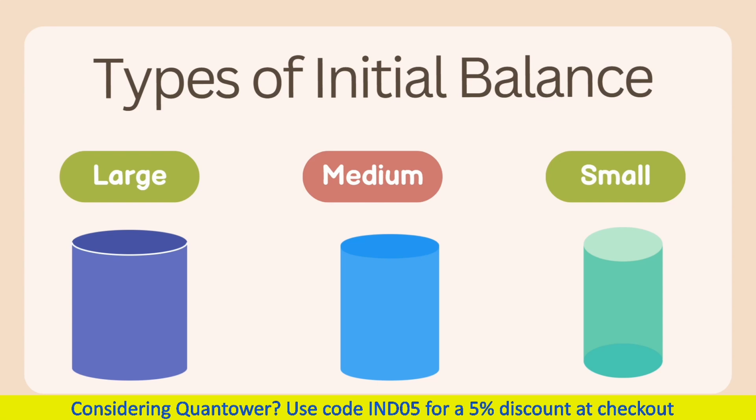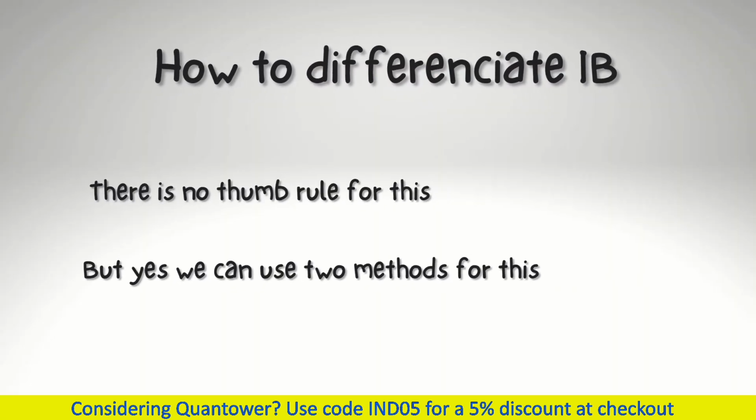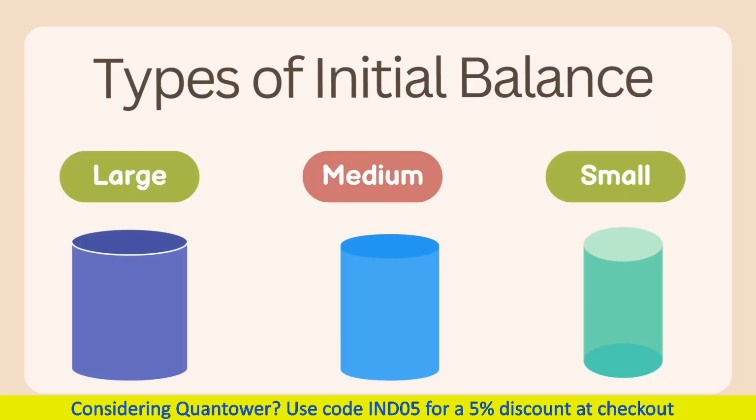If you don't know about initial balance, we have discussed it in the previous videos, but initial balance is nothing but the first 1 hour's range. That is called initial balance. If you want to know in detail, you can refer to previous videos, and in this video we're going to talk about how to differentiate IB. There is no thumb rule for this. There is no thumb rule to differentiate large IB, medium IB or small IB.